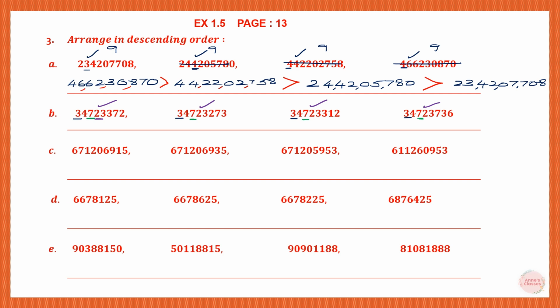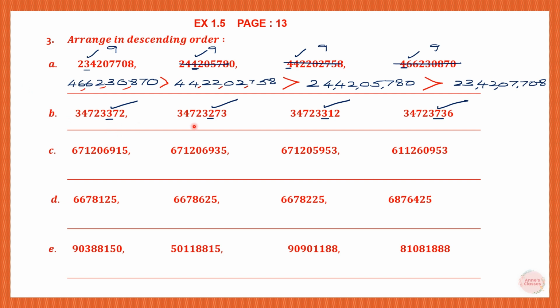The next one is 3. Here also it's 3. Here also it's 3 and here also it is 3. Now we have to go to the next digit. So here we have a 3, here we have a 2, then here we have a 3 again, and here we have a 7.